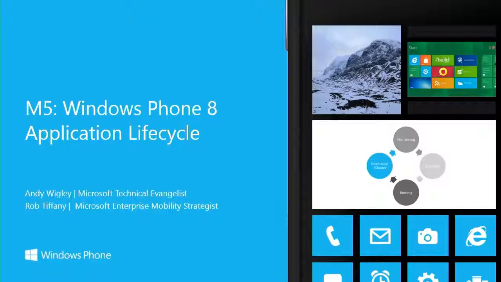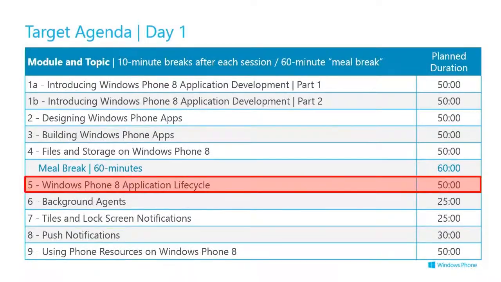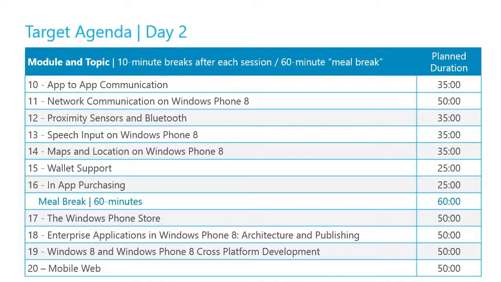All right. So here we go. This is all about the Windows Phone 8 application lifecycle. So let's just have a quick check of where we are in the schedule. Session 5, Windows Phone 8 application lifecycle. The rest of the afternoon we've got pretty short sessions on the background agents, tiles and lock screen, push notifications, and then we wrap up with all the camera and sensors and contacts and appointments, all that kind of good stuff. And we will, at some point, eventually get on to all that stuff tomorrow.